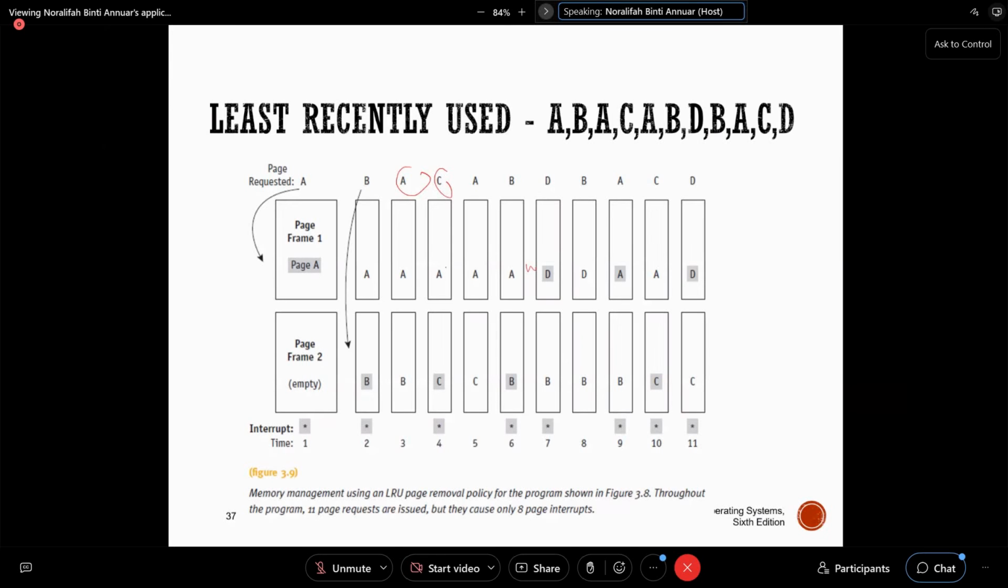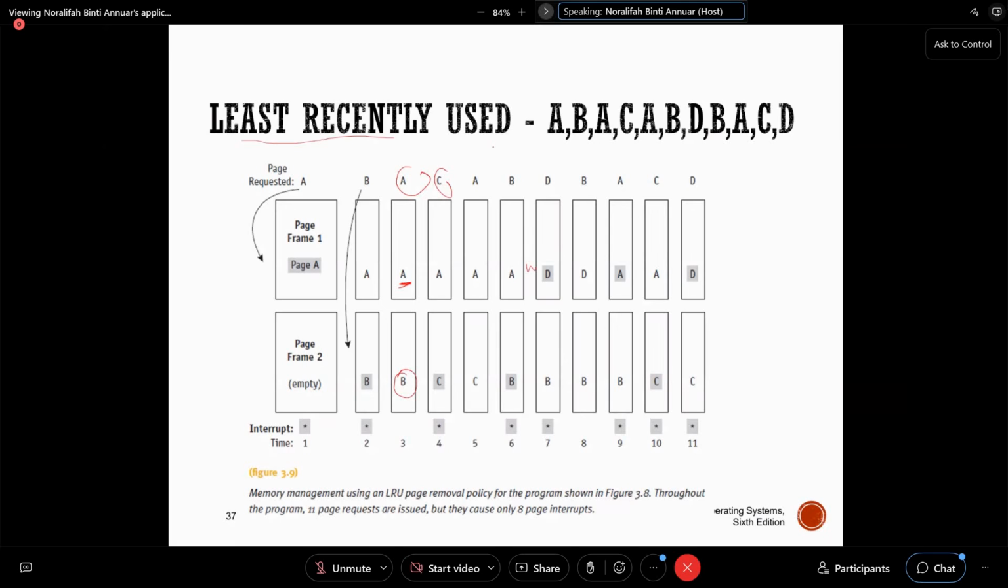So you need to compare A and B. Which one you want to swap out? Remember we are using recently used. Okay, you akan tengok mana yang tak di recently used. So you compare A and B. A you just use it. You baru je gunakan A. Although it's the longest inside the main memory, but you just recently use it. So you will swap out B.